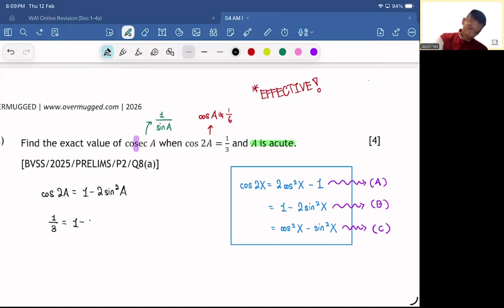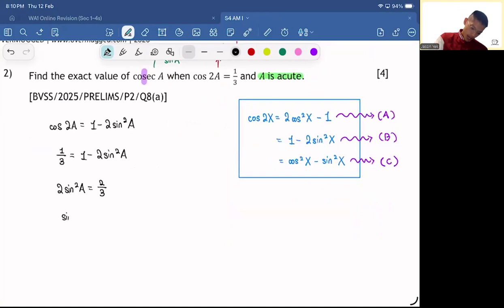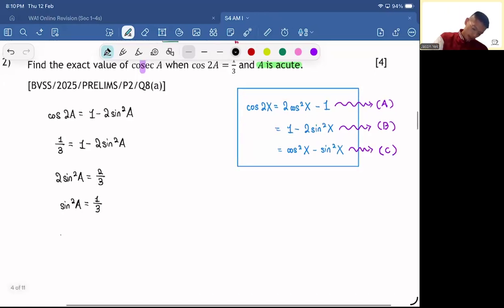1 minus of this. This is just a one variable pseudo quadratic equation. Bring over minus, so 2 sine square A equals 2 over 3. Okay, sine square A is equal to 1 over 3. I think this one is a bit better, but I still want to test you all again.